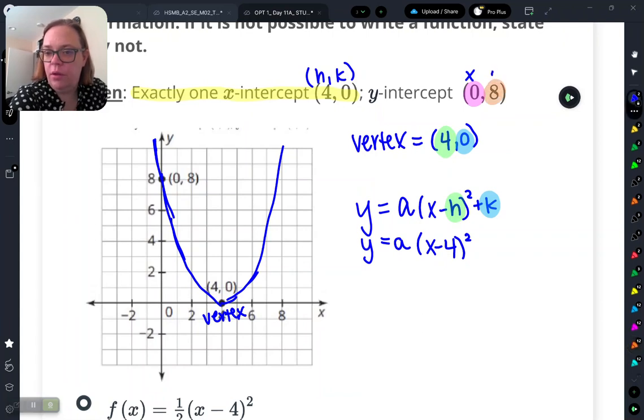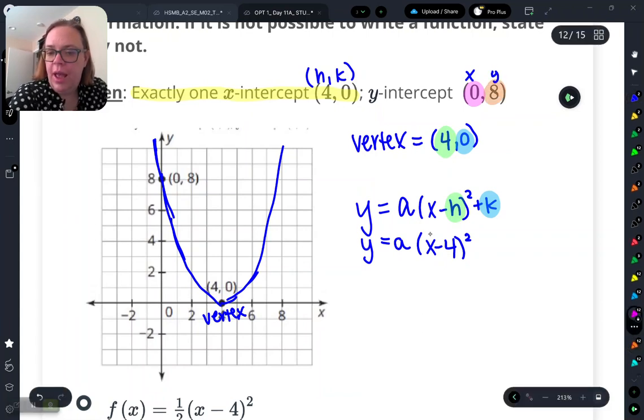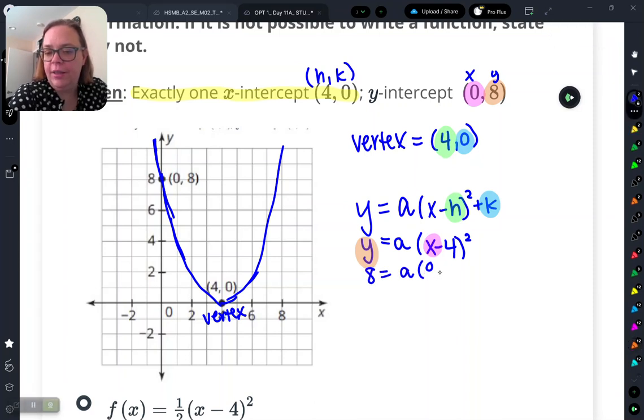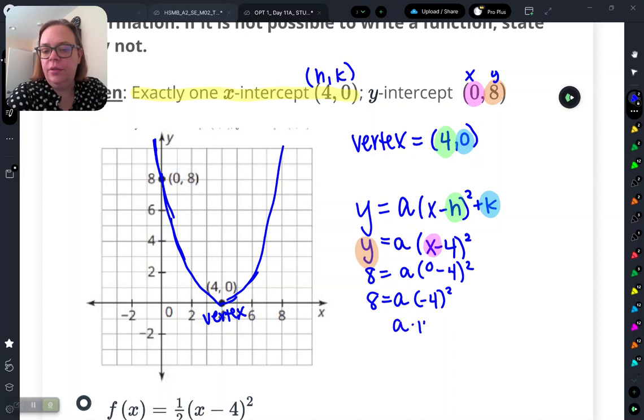So x is going to be plugged in with 0, and y is going to get plugged in with 8. A is still unknown. This is going to simplify a little bit. 0 minus 4 is negative 4. Negative 4 squared is 16. So 8 is equal to a times 16. You can divide both sides by 16, and then you're going, oh, it's a half. That's where the half can come from.